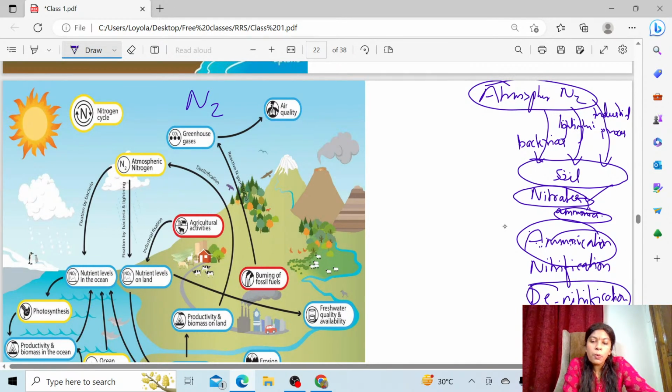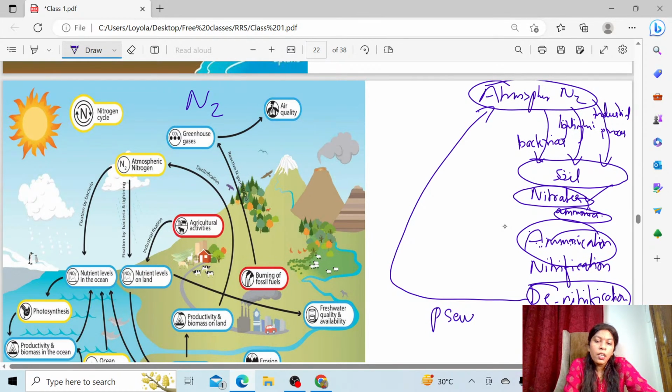What happens in this process? The nitrogen which is used by plants will be again turned into atmospheric nitrogen, and it will be released into the atmosphere. So there comes another bacteria like Pseudomonas. These bacteria will help in, again this is a bacteria only, releasing back the atmospheric nitrogen.